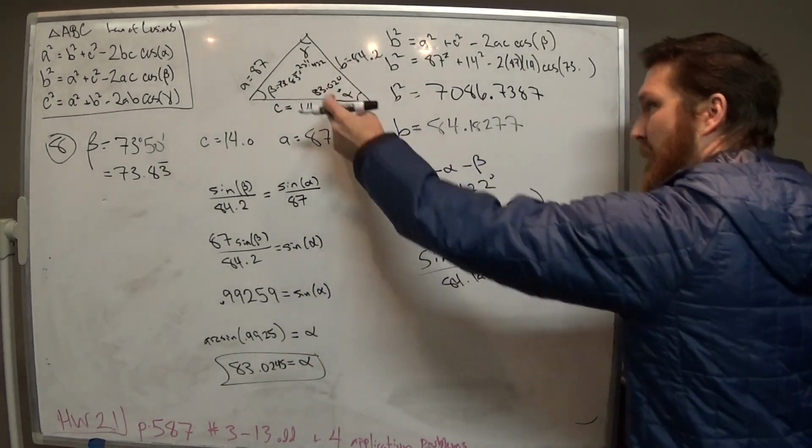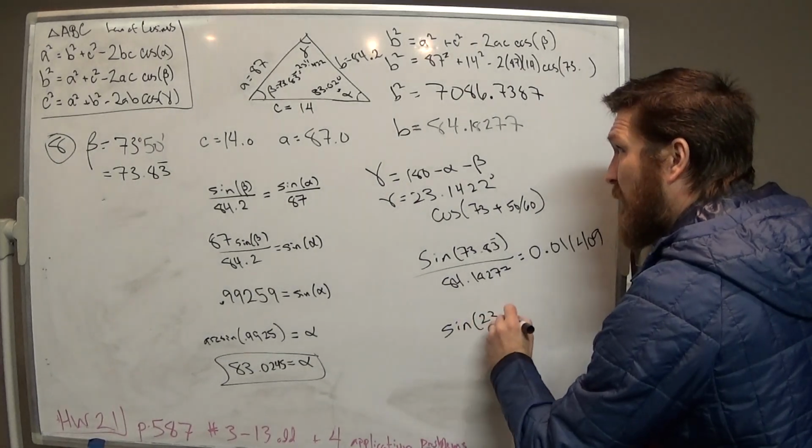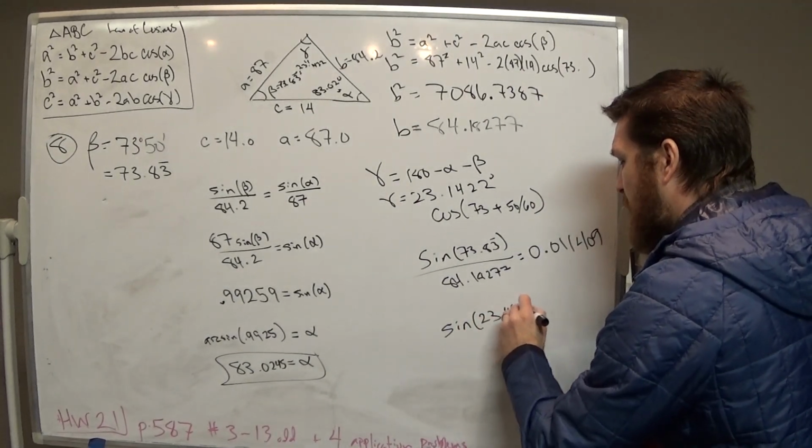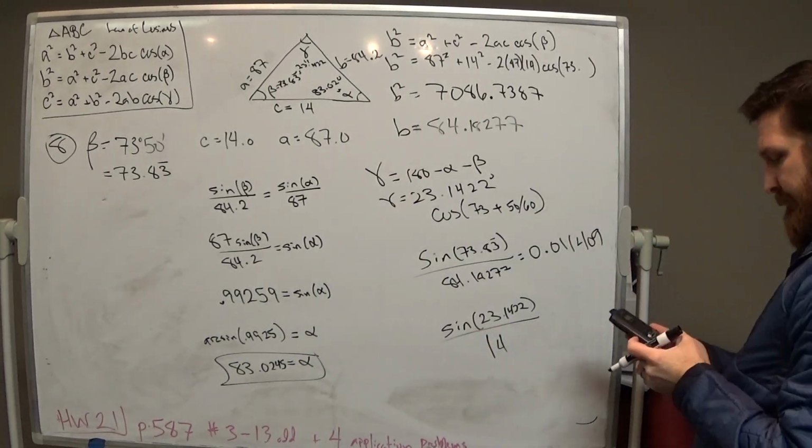Now, when I do any other pair, it should give us the same thing. So I'm going to try gamma, and I'm going to go sine of 23.1422 over the given 14 and see what I get.